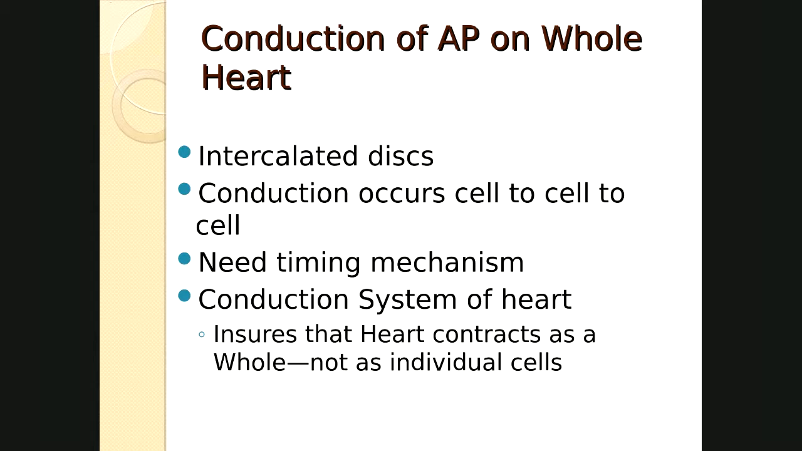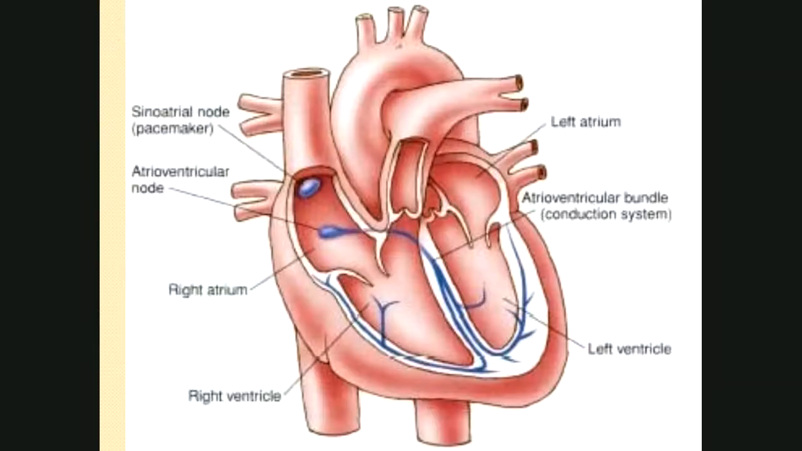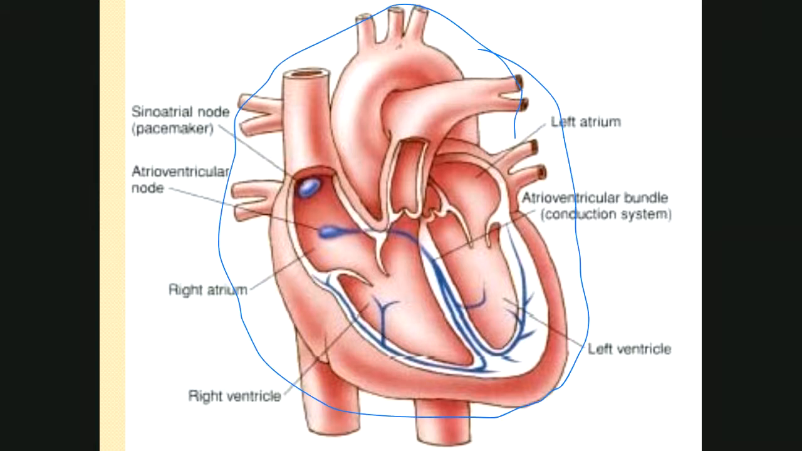And then, let's not forget, we have these intercalated discs. And so when you have the intercalated disc, the action potential goes from cell to cell to cell to cell. And so it's going to spread over the whole heart. But the heart is big. How many cells do you think are in the heart? There's a ton of cells, a ton of them.